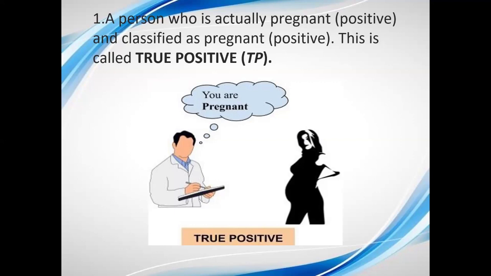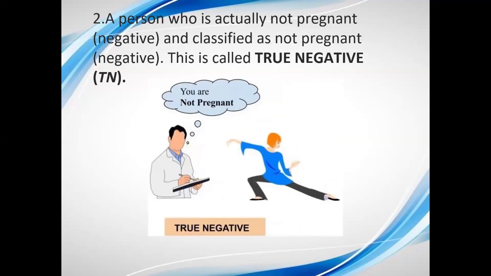Now next, a person is not pregnant, and the machine also correctly identifies that the person is not pregnant. That's called true negative. First one is true positive, second one is true negative. So the machine is correct. If a person is pregnant, the machine correctly identifies pregnant; that is true positive. A person is not pregnant, the machine correctly identifies not pregnant; that's called true negative.